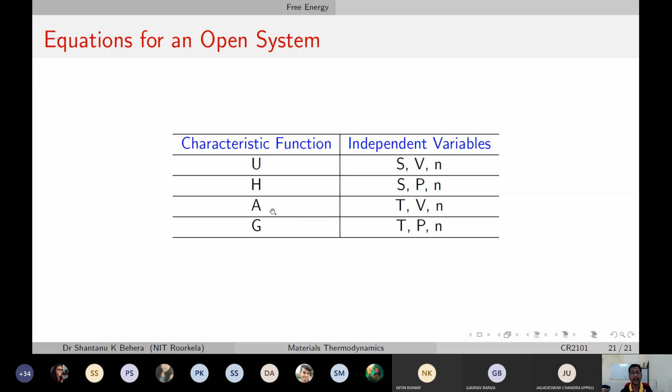All right. And as you know, Helmholtz energy is connected to internal energy, and that's a constant volume process. And Gibbs energy is connected to enthalpy, and that's for constant pressure processes. So these are the characteristic functions, and these are the independent variables, and that's it.